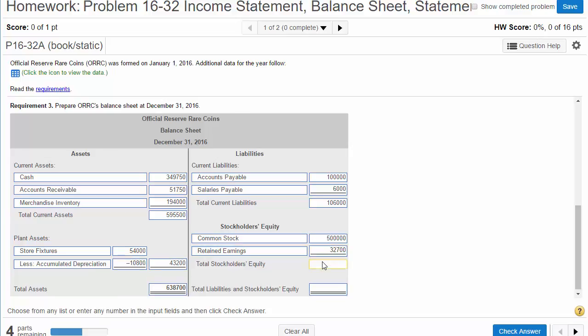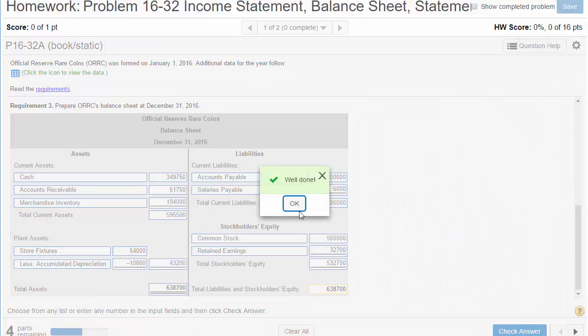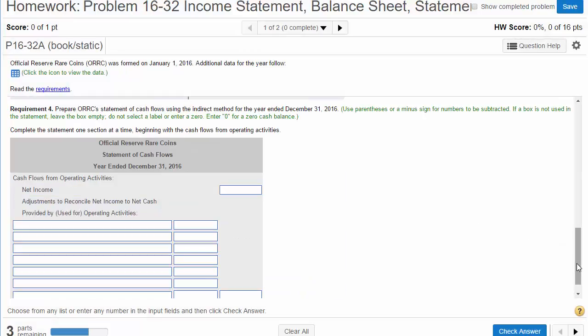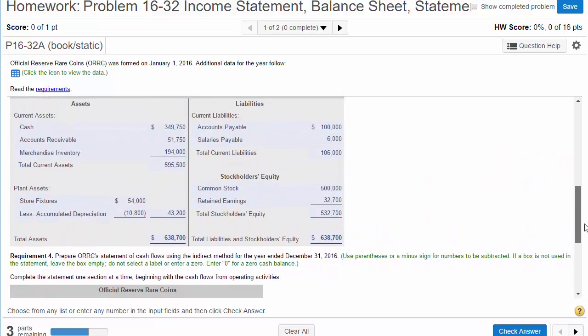And then our total stockholders' equity is 532,700. Now here is where you hope and pray that liabilities plus owner's equity is the same as total assets. So this plus this, our total liabilities, we don't have any long-term liabilities, plus equity has to be the same as this. And in this case, it works out: 638,700. Okay, so that was our balance sheet.